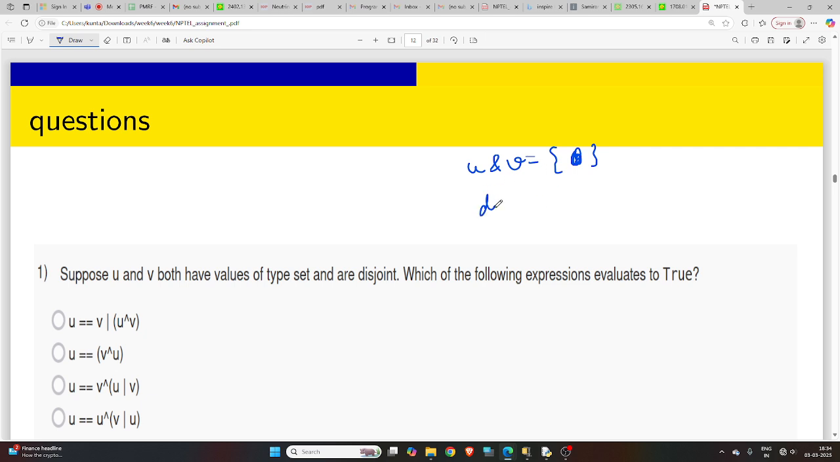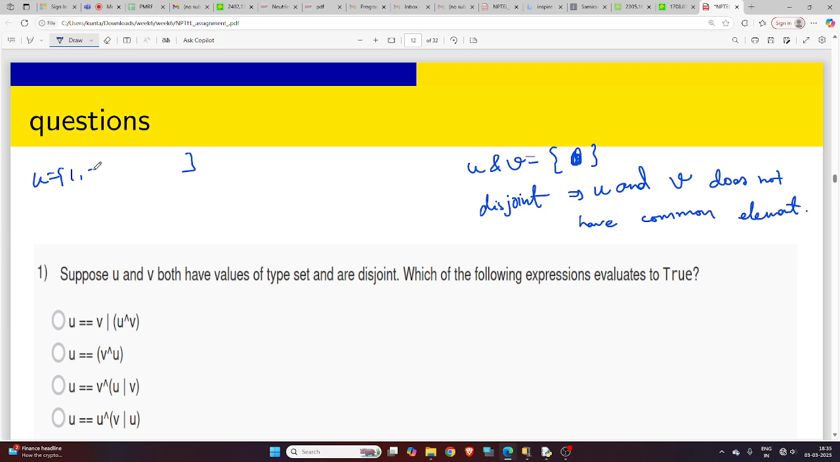So disjoint means u and v do not have a common element. This is the case for u and v, both are disjoint. Which of the following expressions evaluates to true? Let's discuss with an example. Let's say u is 1 2 3 and 4, and v is 5 6 7 8. It's a very simple example because they are both disjoint and there is no common element between u and v.